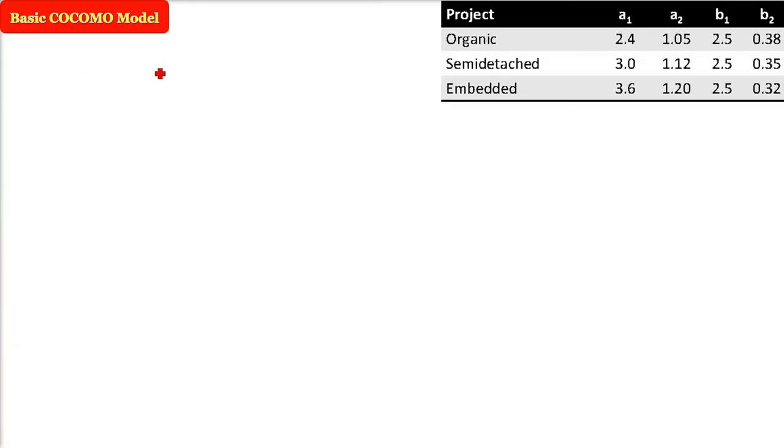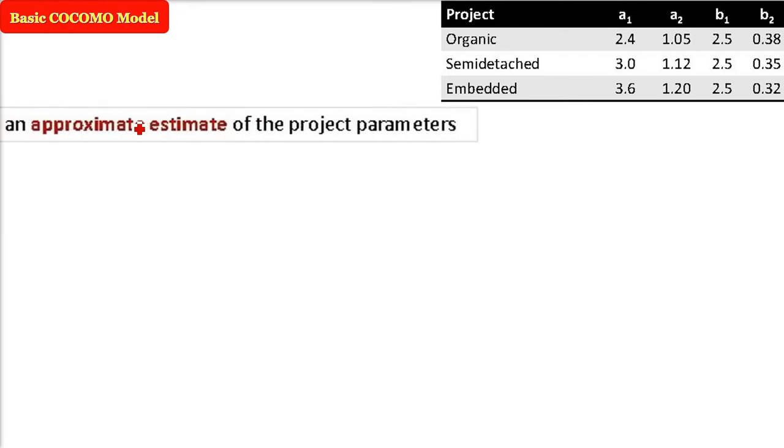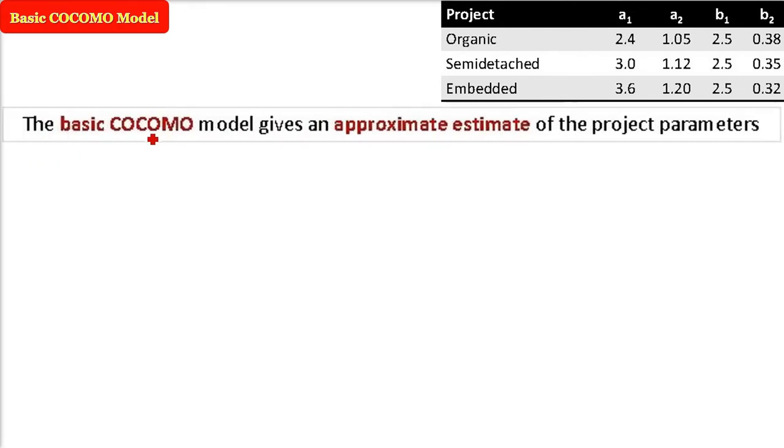Basic COCOMO model. The basic COCOMO model gives us an appropriate estimate of the project parameters. COCOMO is the Constructive Cost Model. So what is the estimation? That is the time span of the project, how much effort we are going to need to put in, and finally the dollar, that is the cost of the project.